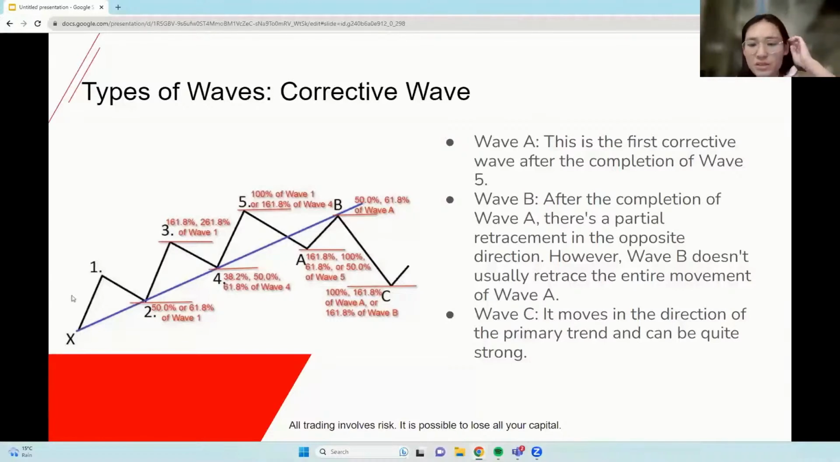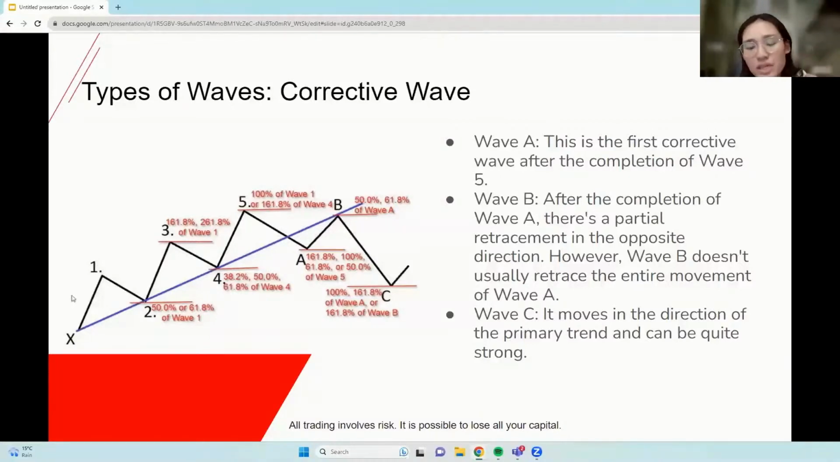So after the 5 impulsive waves are complete, the Elliott wave theory suggests that there will be a 3-wave correction against the primary trend. These corrective waves are labeled with the letters A, B, and C. So wave A is the first corrective wave after the completion of wave 5. It's a counter-trend move against the primary trend. You can see here wave 5 is upwards. Wave A counters that upward movement.